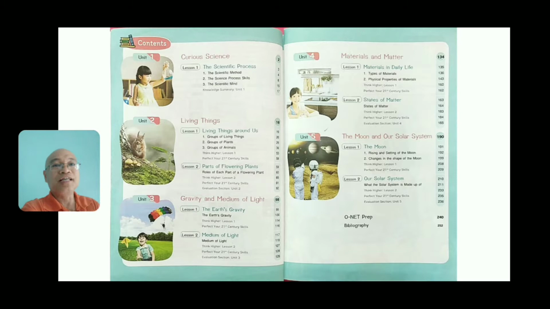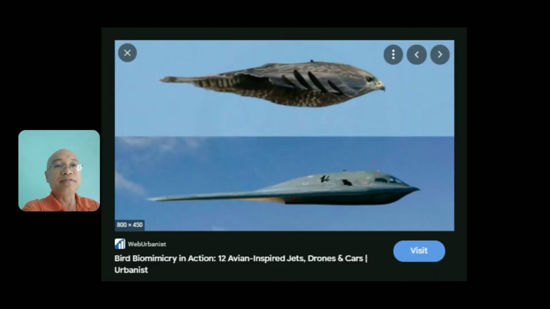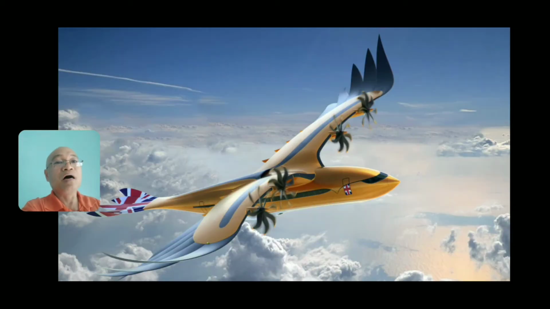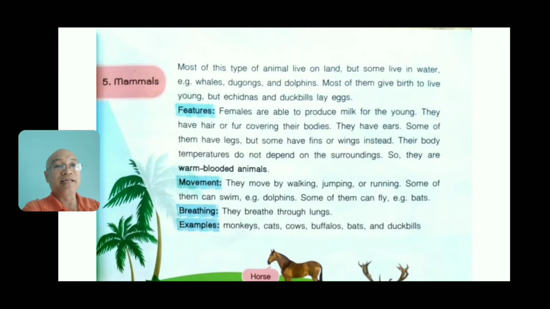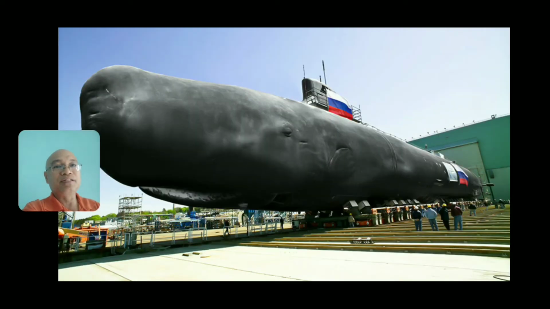Congratulations, we finished lesson 1 on living things. Last time, we talked about birds. We don't need to go through it. We just understood that some of the vehicles today are modeled from the animals. For example, these airplanes, and even some mammals. It's really important. There are many kinds of mammals, and even this big sperm whale. This submarine is modeled after a sperm whale.